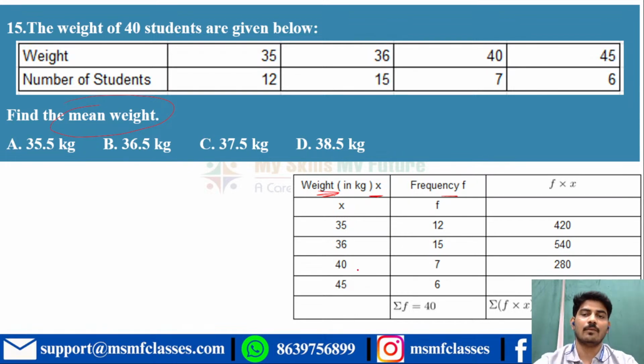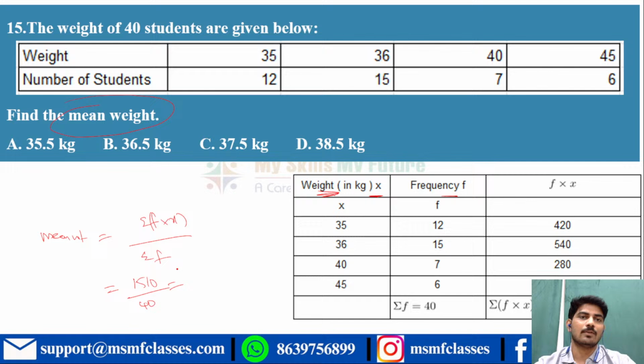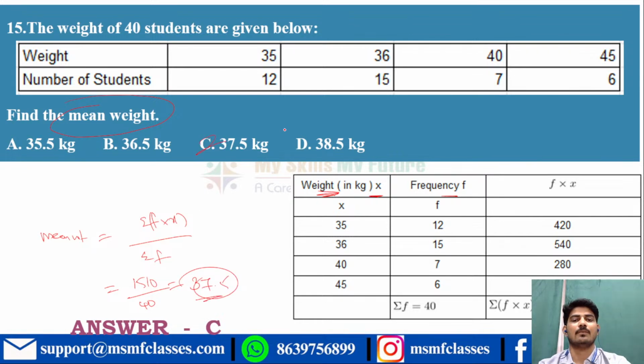And if we do all the values, the mean weight is simply the summation of f into x divided by the summation of f, that will be equal to 1510 divided by 40. You'll get approximately 37.5, which is presented in option C. So for this you need to remember this formula, then only you'll be able to solve this question.